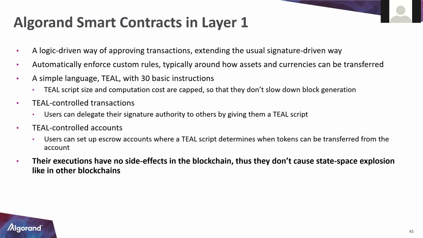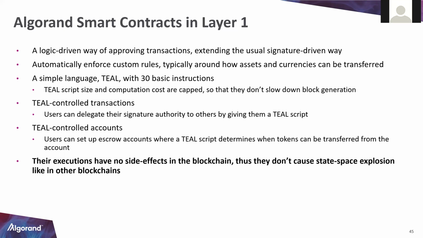What I'm saying is that we now support a very simple logic in layer 1 to govern the clearance of transactions. So TEAL is a very simple script language with 30 basic instructions. In some ways, it's similar to Bitcoin script. It does not provide any side effect. It only returns Boolean values, and the Boolean values are used to govern the transfers. For example, we support TEAL-controlled transactions, which means that a user may authenticate a transfer of his money not by providing a digital signature, but by providing a TEAL script.